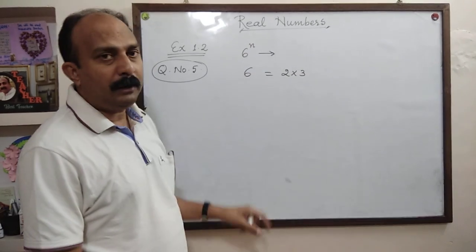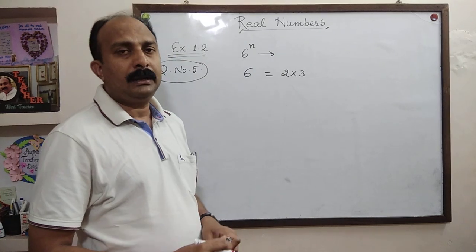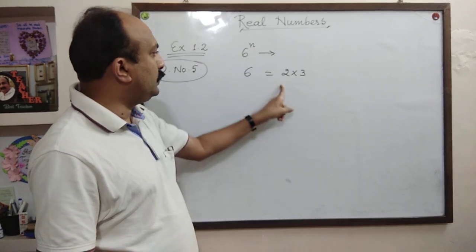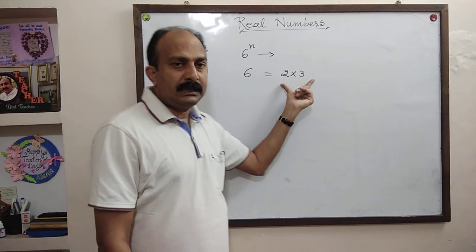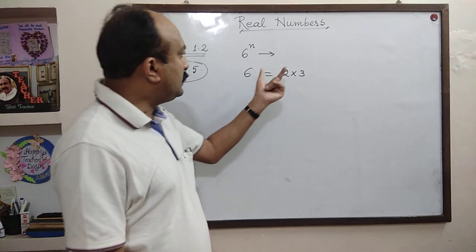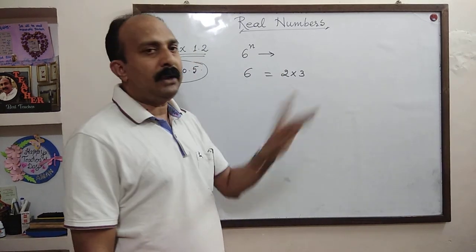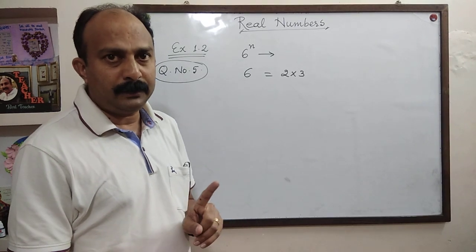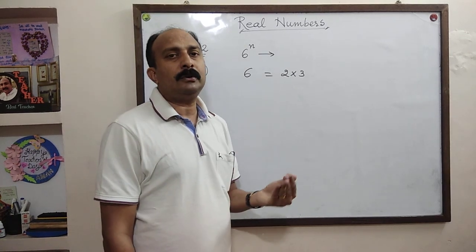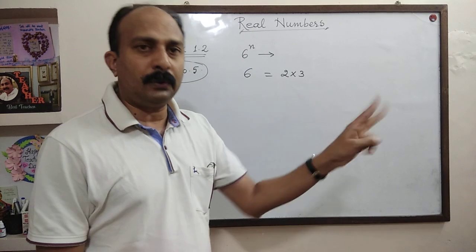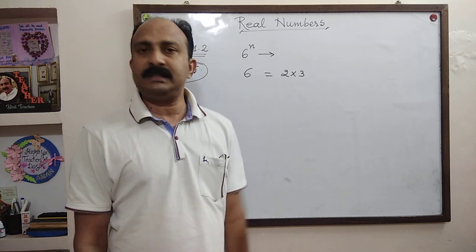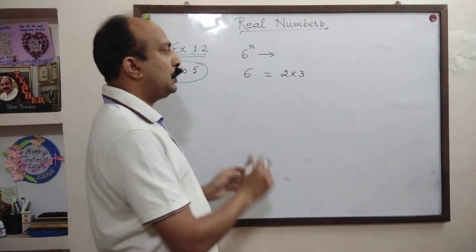So 6 power n will be (2 into 3) power n. 6 power 1 means 2 into 3, 6 power 2 means (2 into 3) the whole power 2. Only these 2's and 3's will be increasing in number, but it is not going to have 2 and 5 as its factors. Do you follow my point? Since 6 has only 2 prime factors, 2 and 3, 6 power n will also have the same 2 factors, 2 and 3 only. But for a number to end with the digit 0, it must have 2 and 5 as its prime factors. So the answer is no.